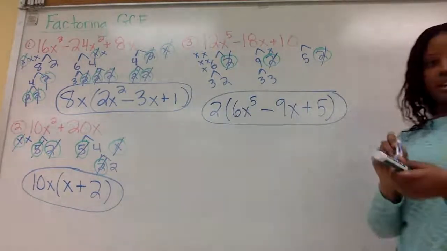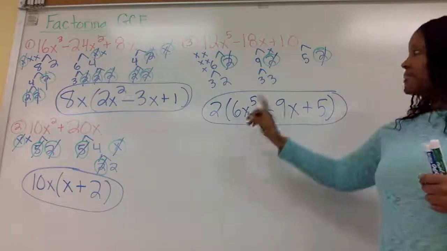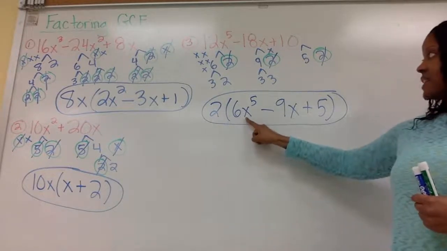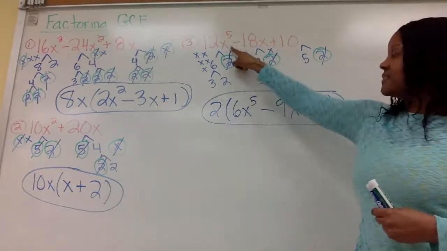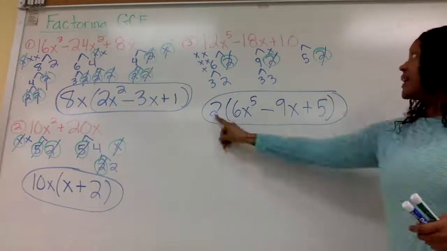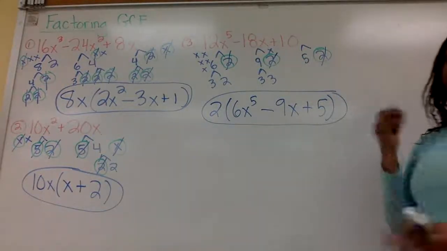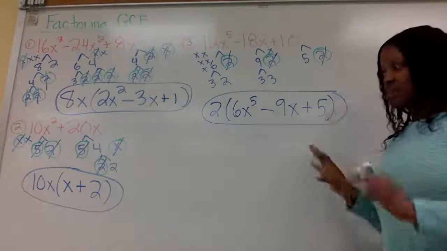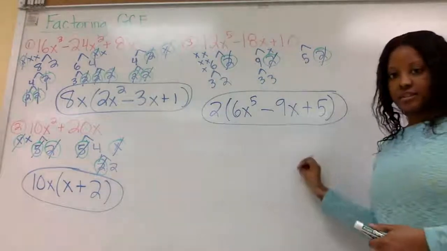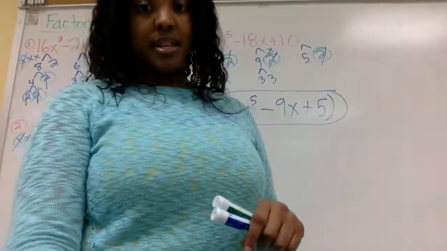And I'm going to sound like a broken record, and in the coming days, I'm going to say it over and over again. Distributive property, check your work, or box method. 2 times 6x to the 5th gives me 12x to the 5th. 2 times negative 9x is negative 18x. And 2 times 5 is 10. So we're doing the box method or distributive property backwards. But this is factoring. We're finding our greatest common factor. That goes on the outside, leftovers go on the inside.